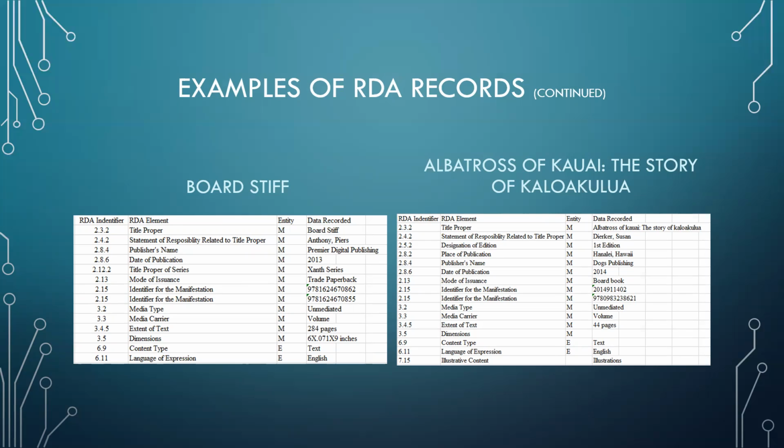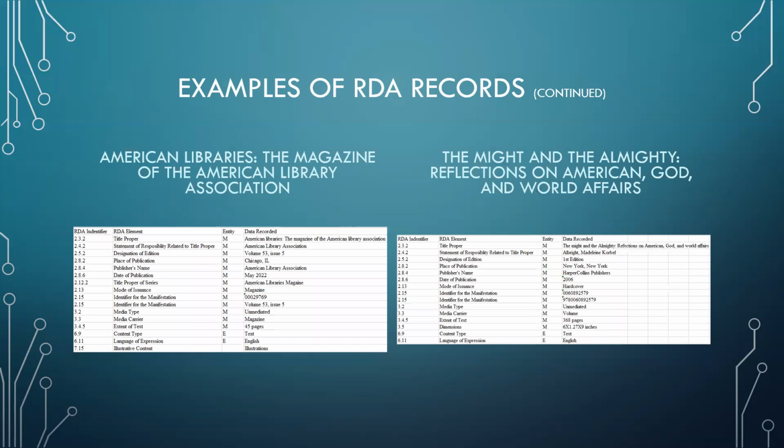The next book you'll see is An Albatross of Kauai, the story of Koalakula. I mispronounce that name every time. It is a first edition. It's also a board book for children. It's 44 pages long, and there are many illustrations on each page.